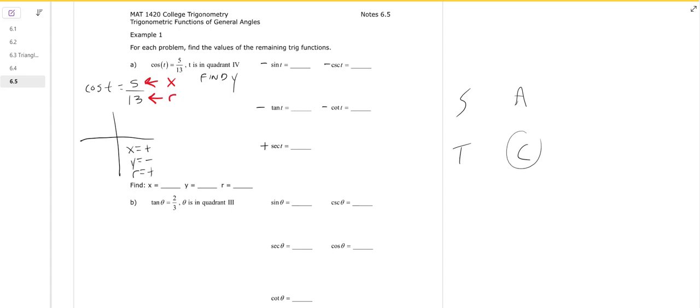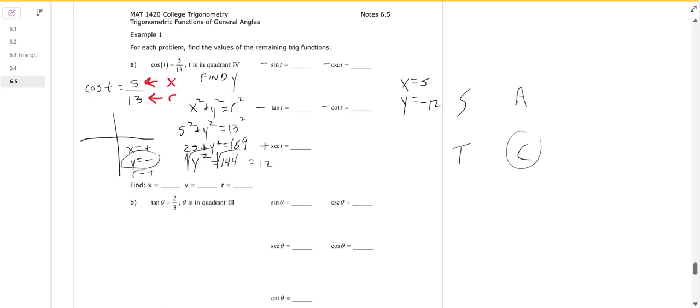So now what we need to do is just do x squared plus y squared equals r squared. And you may know this is a Pythagorean triple. If you do, you save time. So that would be 5 squared plus y squared equals 13 squared. So that would be 25 plus y squared equals 169. If you subtract 25 from both sides, you'll get y squared equals 144. Then you can square root both sides to get y equals 12. So essentially what you really have is x equals 5. Y technically is negative 12 because you're in quadrant 4.